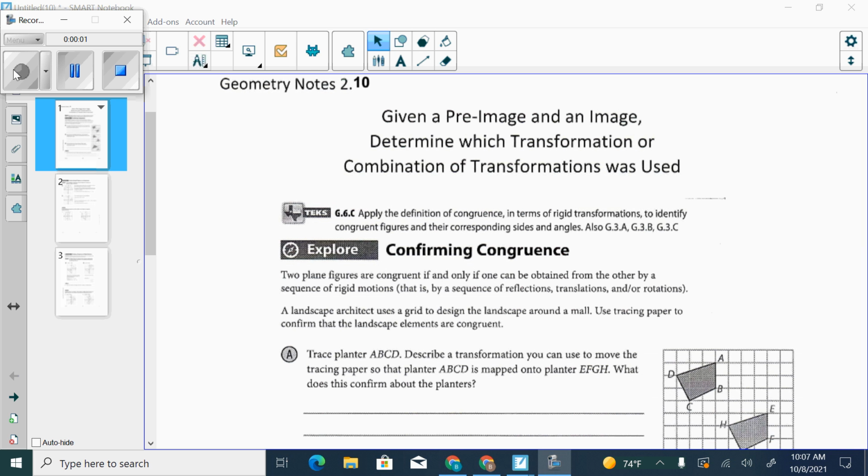Two plane figures are going to be congruent if and only if one can be obtained from the other by a sequence of rigid transformations. So those are the ones that don't change the size, right? Translation, reflection, rotation, all stay congruent.